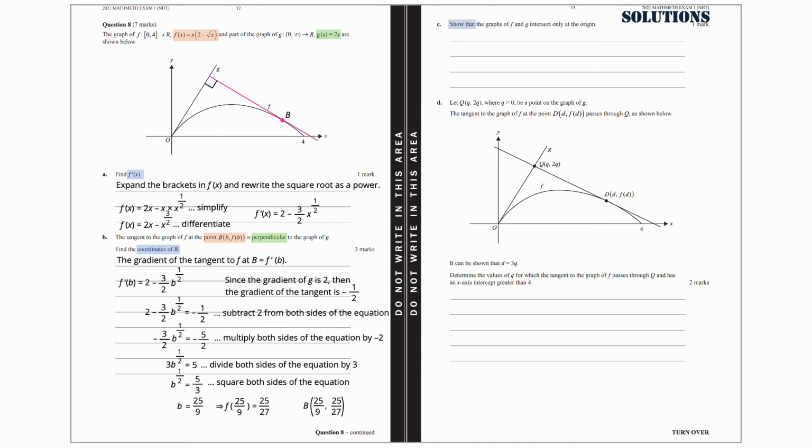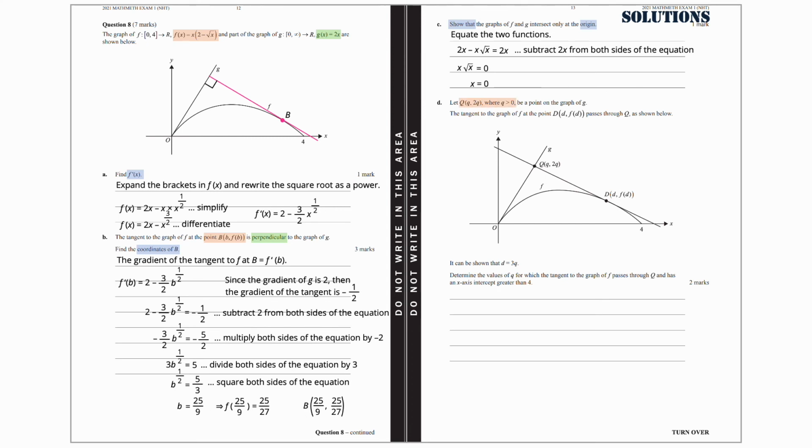Part C. Show that the graphs of f and g intersect only at the origin. For this, we need to equate the two functions. 2x minus x root x equals 2x. We subtract 2x from both sides of the equation, and we have x root x equals 0, which means that x equals 0. That is the only point of intersection.